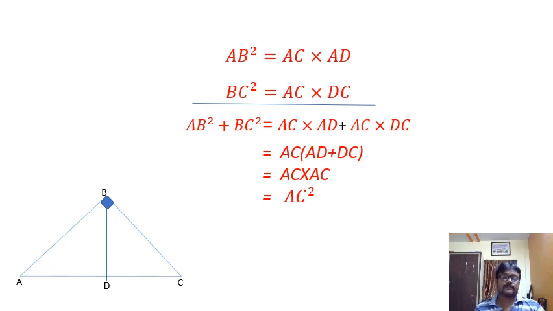So likewise, we have proved that in a right angle triangle, the square of the length of the hypotenuse is equal to the sum of the squares of the remaining two sides.